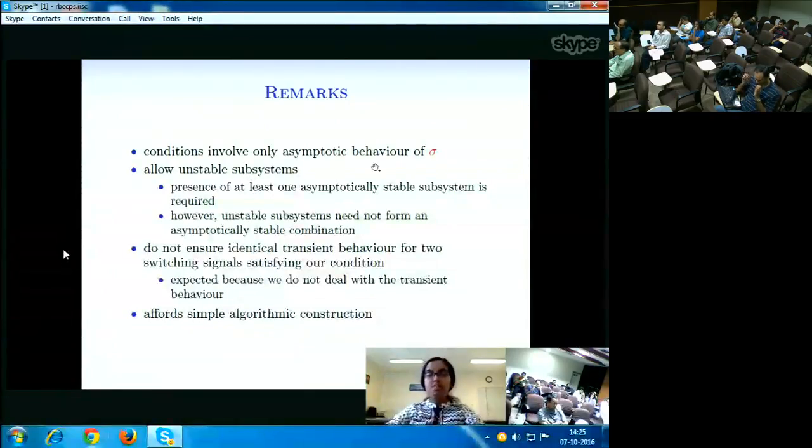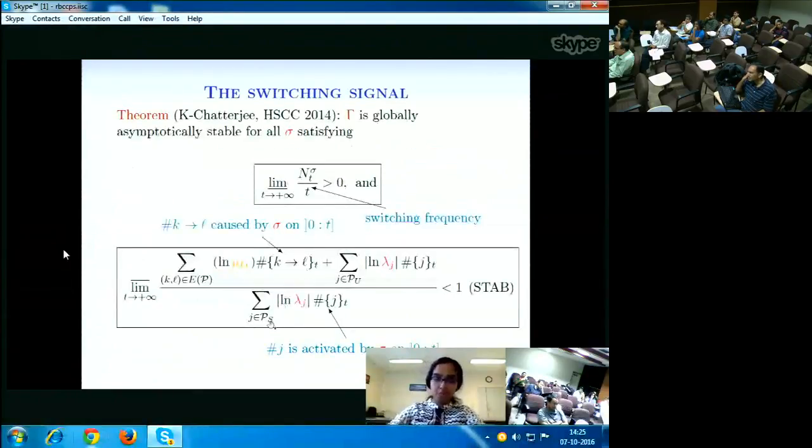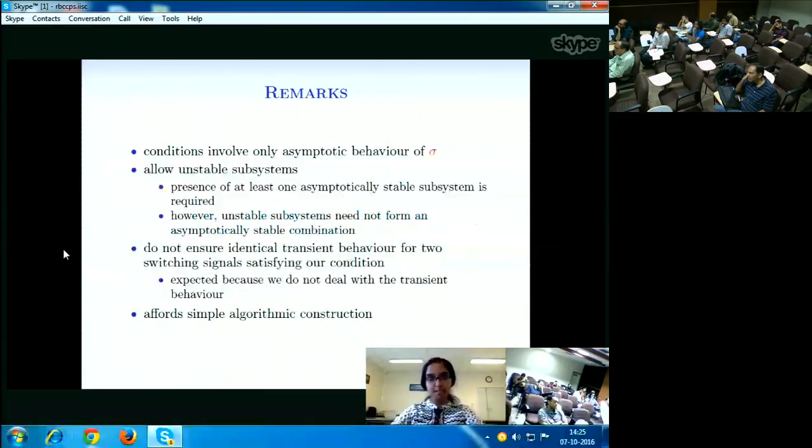Now we allow unstable systems in the family. However, if you look at this ratio condition, in the denominator we have the asymptotically stable systems. So if this set is empty, of course this ratio is not defined. So what we need is the presence of at least one asymptotically stable system in the family. However, we do not ask the unstable systems in the given family to form any stable convex combination, which is a requirement for the results in switched systems that deal only with unstable systems.